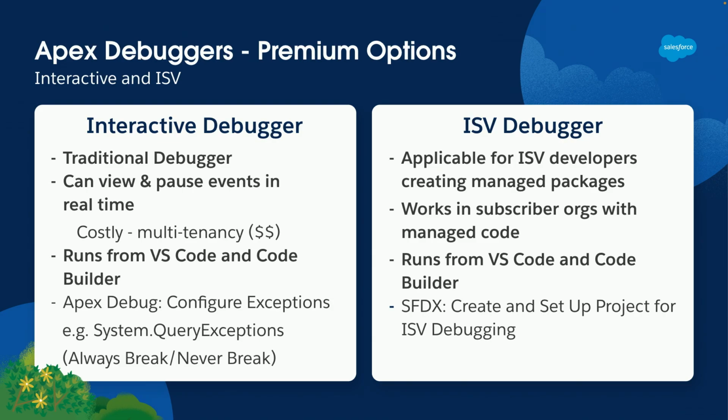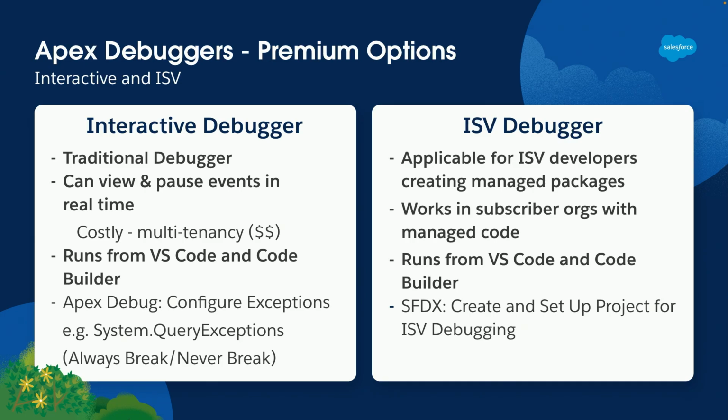And talking about the interactive debugger, there you have an option to configure exceptions using the command apex debug configure exceptions. Then you can choose from all your exceptions, if you have configured any custom exception, or from the standard exceptions like query exception. And then depending on your debugging strategy, you can pick either to always break or never break in those exceptions.